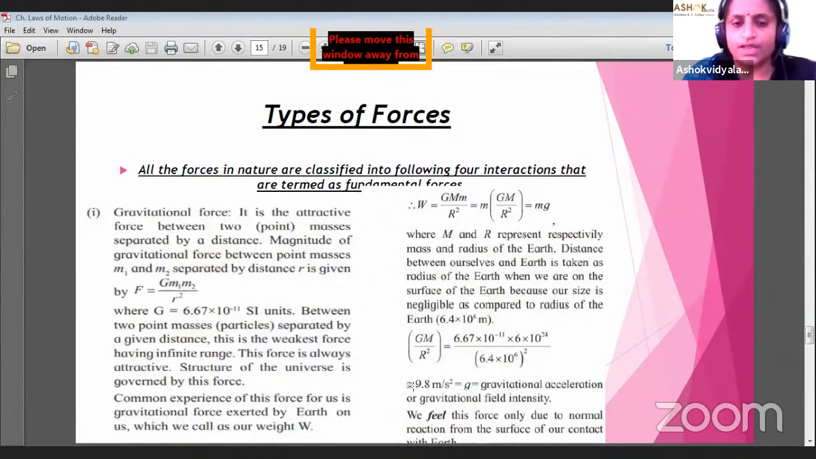Substituting this value, we get 9.8 meter per second square, which is the small g, the gravitational acceleration or acceleration due to gravity, that is, the gravitational field intensity. We feel this force only due to the normal reaction from the surface of our contact with the earth. This is called the gravitational force. This is one of the fundamental forces, that is, the gravitational force. Next.